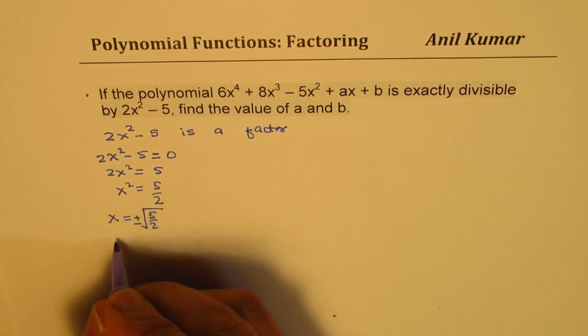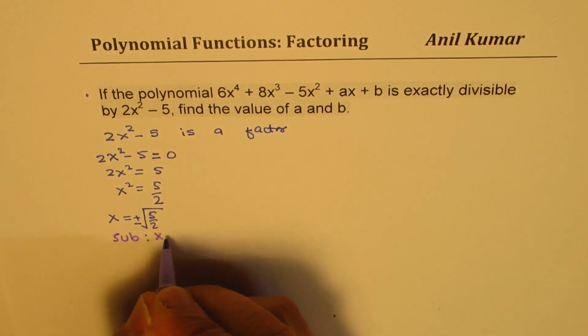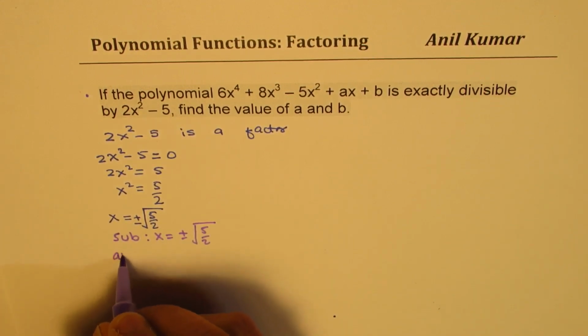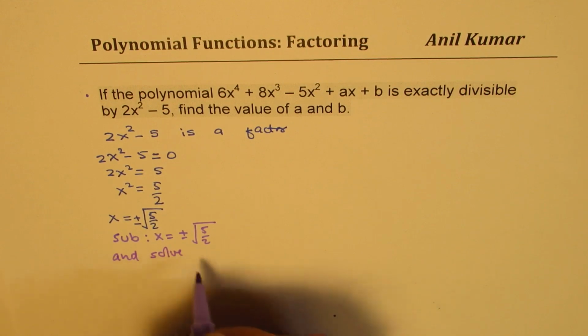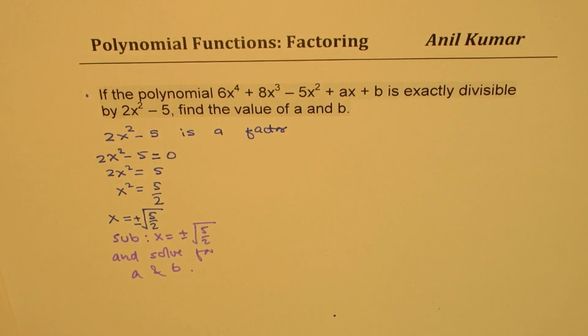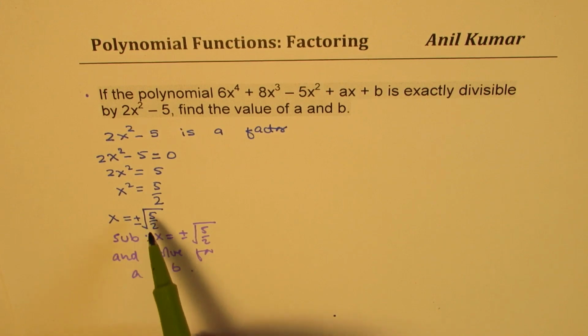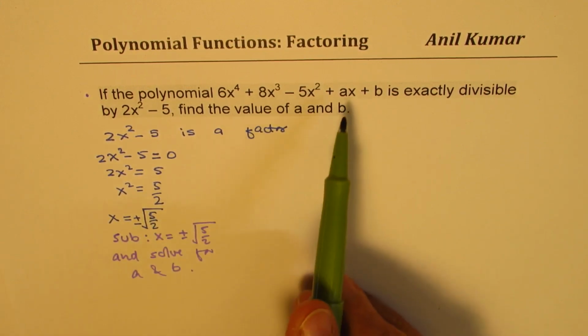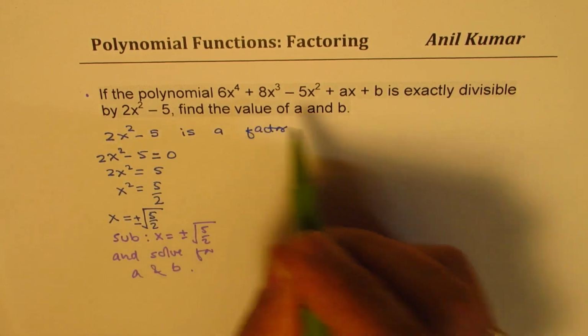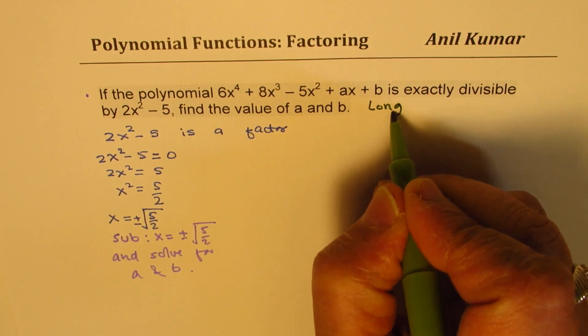So what I say is sub x equals plus minus square root 5 over 2 and solve for a and b. This is one method, correct? So this is one method which you could definitely adopt. However, in this exercise, I feel that solving in this way might take a lot of time, and since it is a radical, it will create problems in solving. It's not an easy equation to solve. So what should we do? We'll do long division.